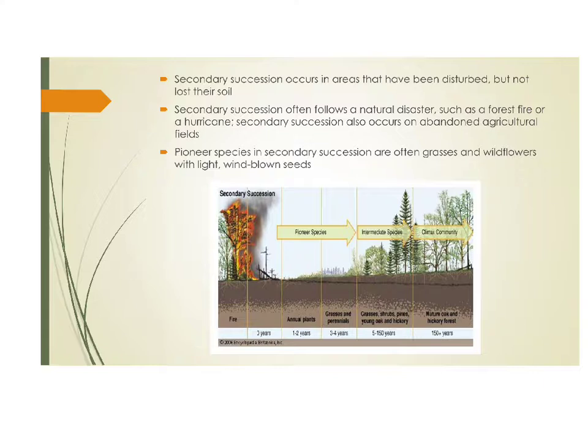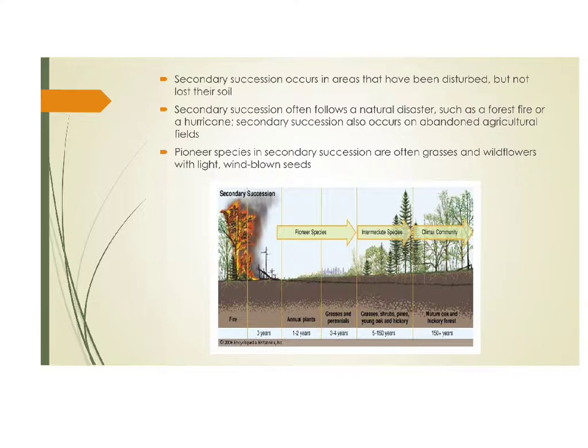Secondary succession occurs in areas that have been disturbed but have not lost their soil. So again, primary begins with bare rock and abiotic conditions. Secondary begins with the removal or the destruction of a plant community, but the soil is still present. So secondary succession often follows some kind of natural disaster, frequently a forest fire, sometimes a hurricane where the land has been scraped of the plant community. Secondary succession can also occur on abandoned agricultural fields.